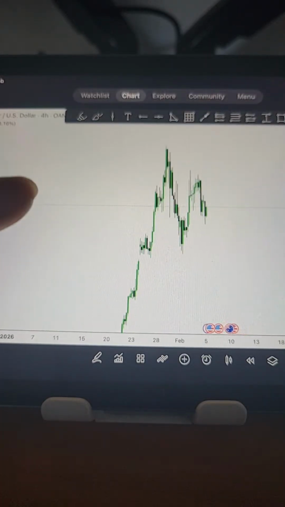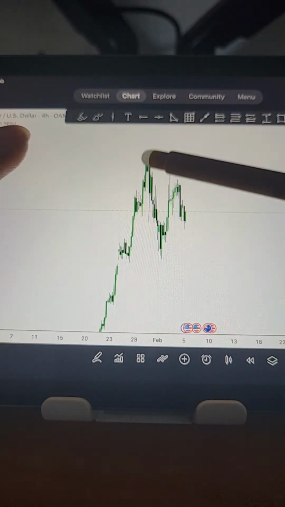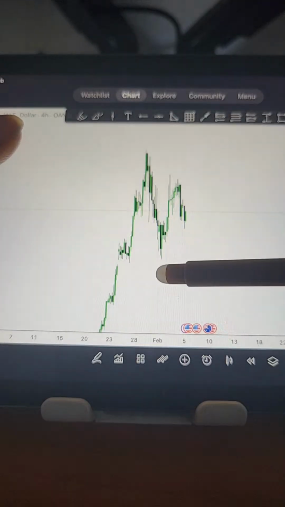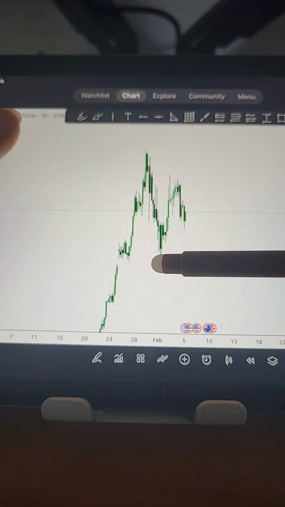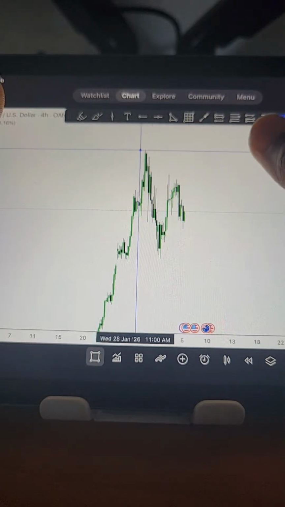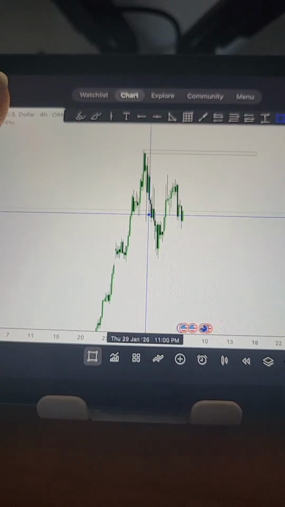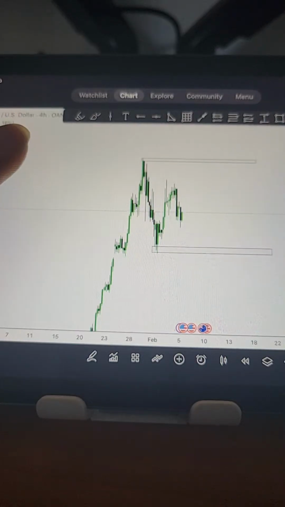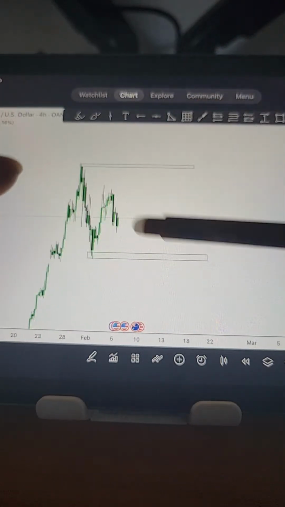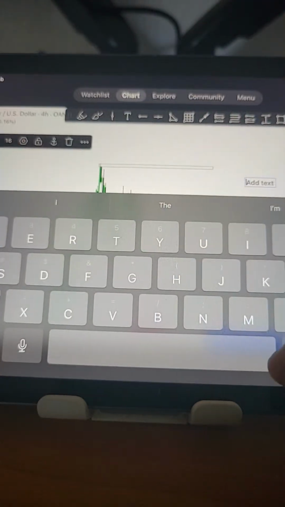So this was the last high that AUD USD created, and this was the pullback. So let me draw my area of interest. So here and here. So this is my area of concentration on AUD USD, guys. AUD USD is what I'm analyzing currently.